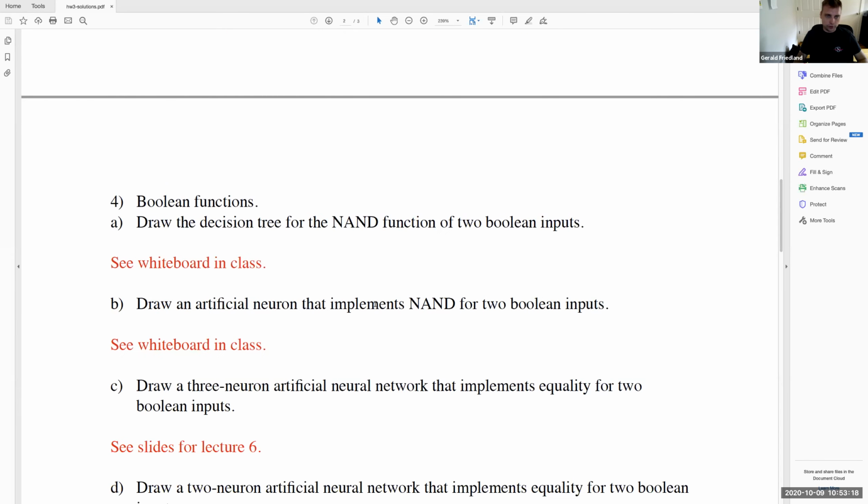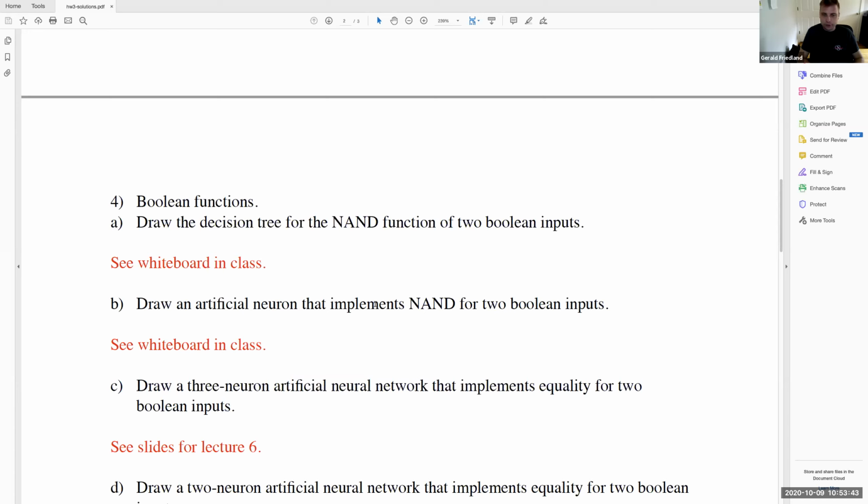Now, Boolean functions. So we can draw the decision tree for the NAND function of 2 Boolean inputs, right? That is quite simple. I mean, I can do it. I should have done it. Sorry, I just saw that it's the whiteboarding class. And yes, if we were in a normal class, I would just go to the whiteboard and do it.